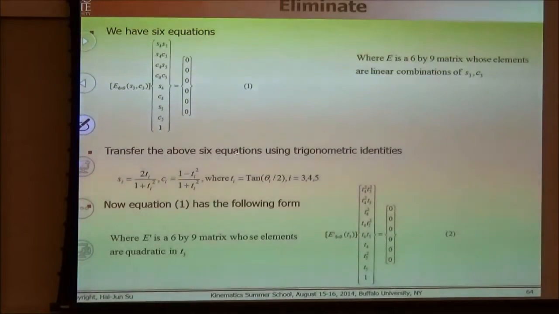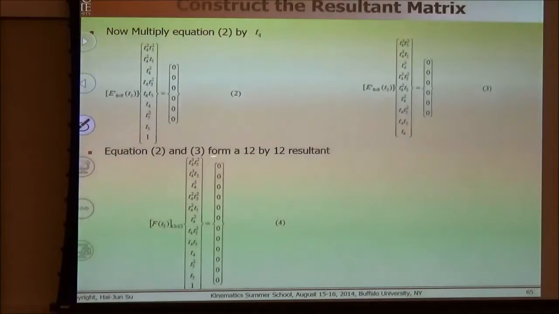First, we will transform these 6 equations using the half tangent angle formulation. So really, you have still a 6 by 9 matrix, but this is the monomial set to be eliminated. So you are multiplying the 6 equations by T4. This is a typical method to generate extra polynomials. You multiply the original equation by a variable, so you automatically get another set of 6 equations. So now you have 12 equations.